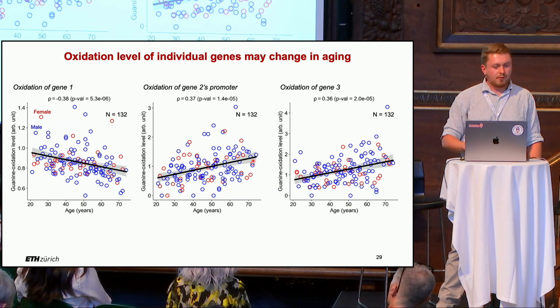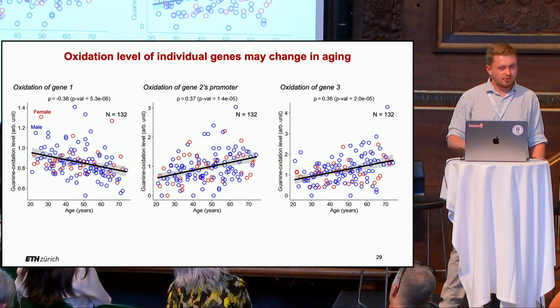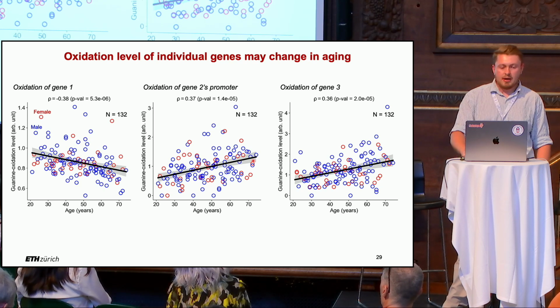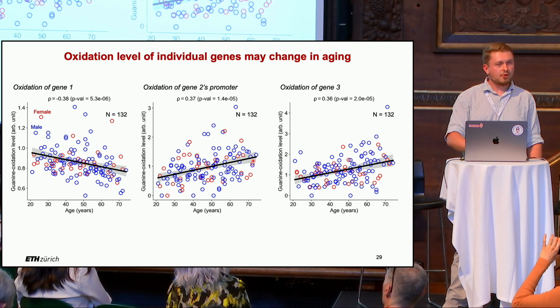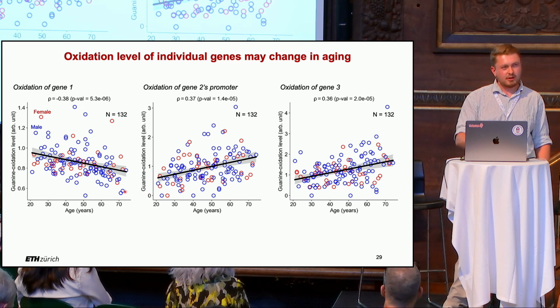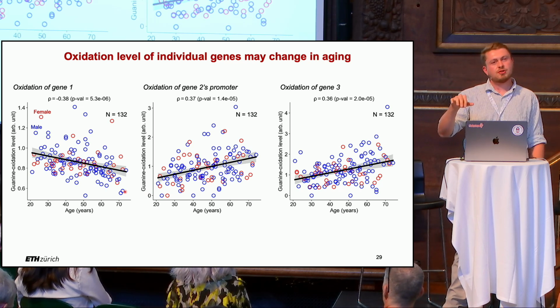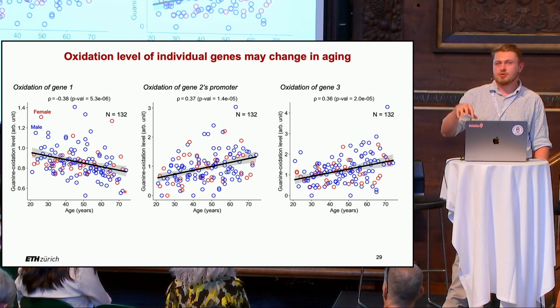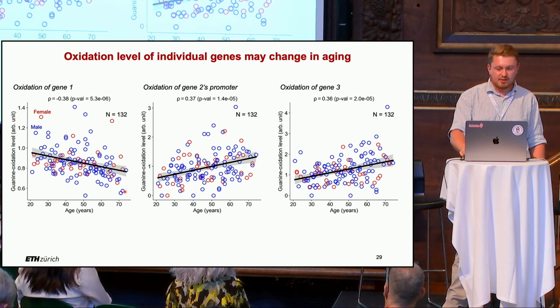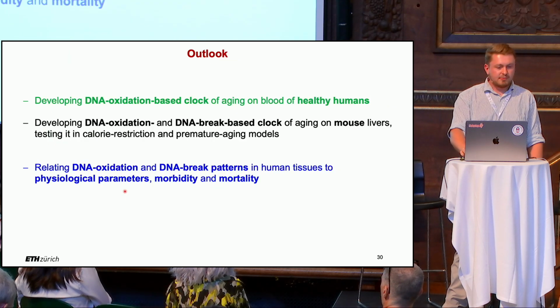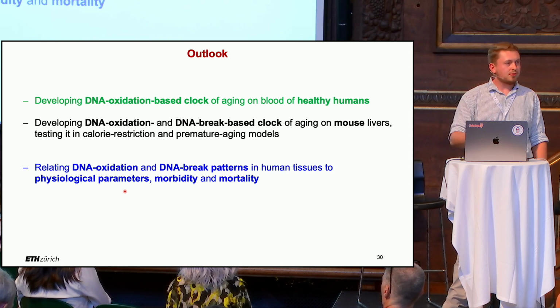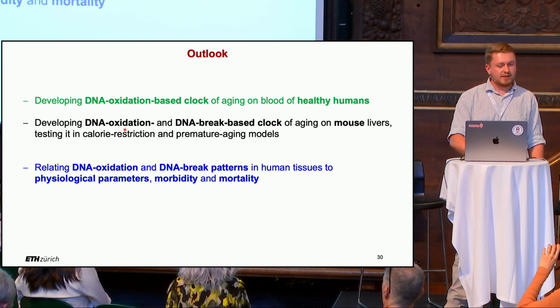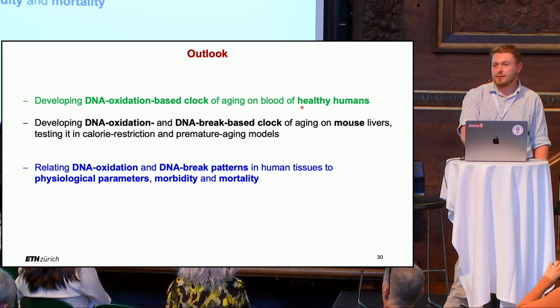We have profiled so far 132 blood DNA samples. We have 20 or 30 samples remaining, and we already see promising correlations between the oxidation of individual genes and age. In a linear combination of different genes, we expect to build a good clock. As a summary, we are close to building this new clock of DNA oxidation using the healthy human data.